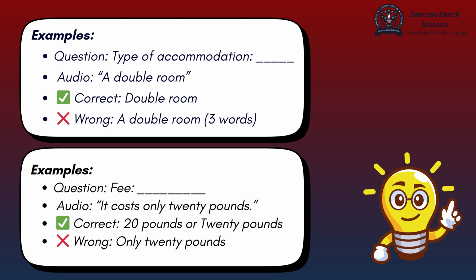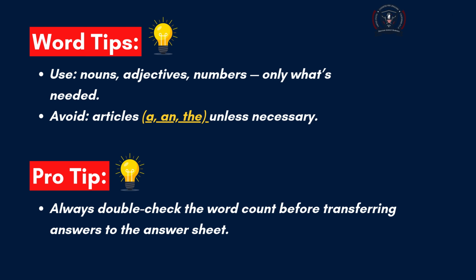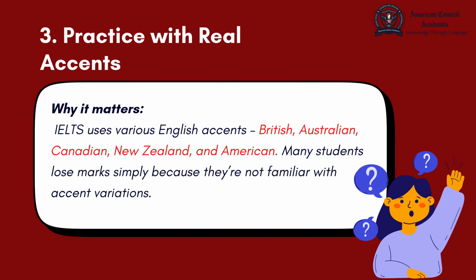Let us take some examples. If the question is type of accommodation, blank, and the audio says a double room, then the correct answer is double room without the article a. Or if the question is fee, blank, and the audio says it costs only £20, the correct answers would be £20 or 20 pounds, but not only £20. Always be mindful of articles and small words. The safest approach is to double-check the word count before transferring answers to your answer sheet.